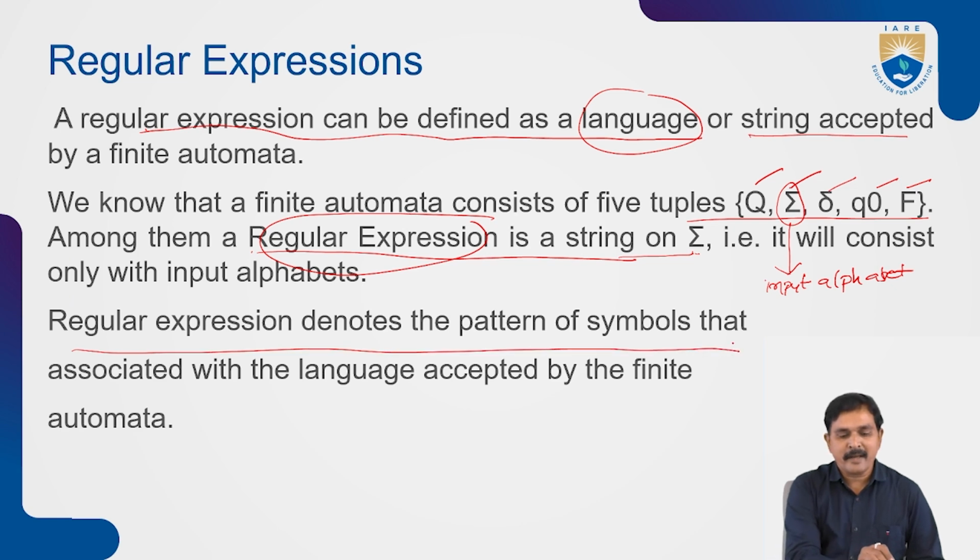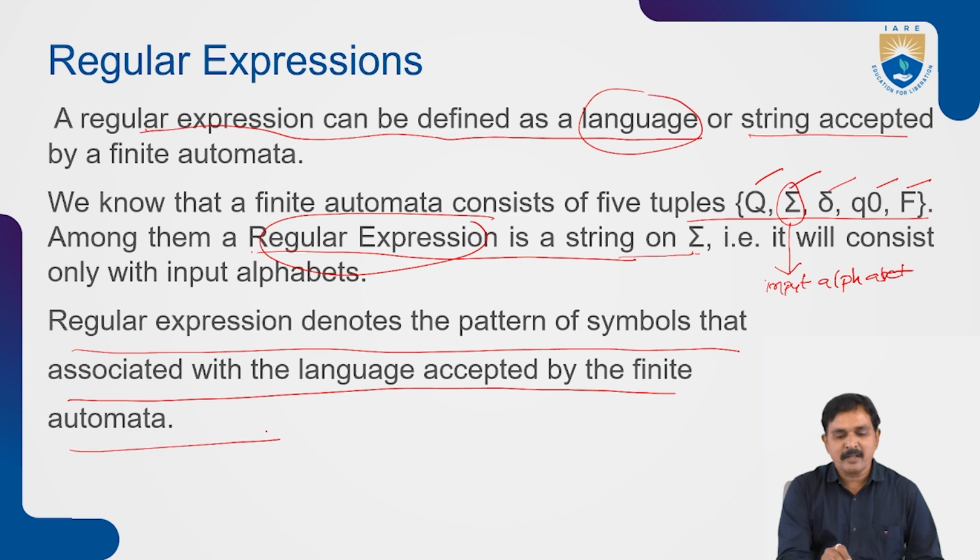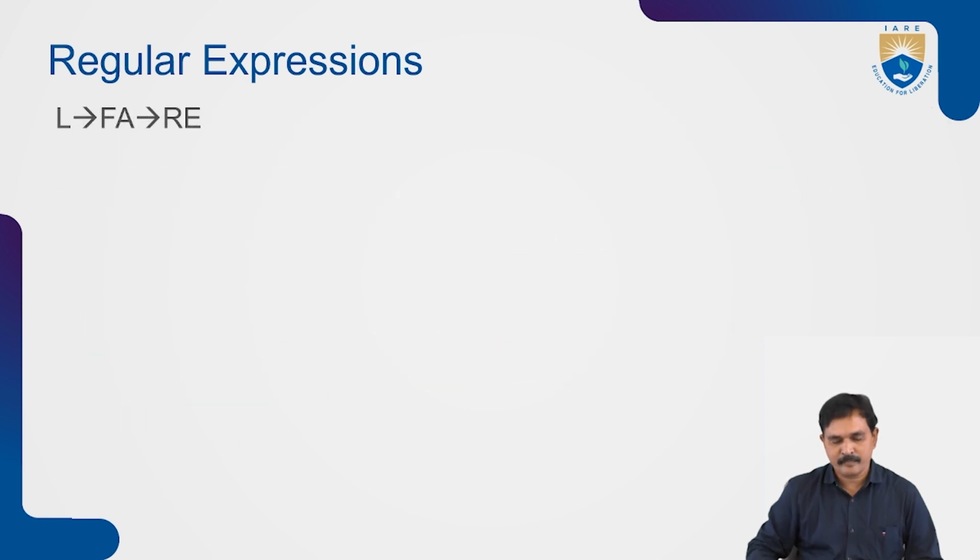Those valid strings can be expressed by some common expression, and that common expression is called a regular expression. That's why a regular expression denotes the pattern of symbols associated with the language accepted by the finite automata. This is the major idea of regular expression. We want to define some kind of common expression that can describe the valid strings of the particular language.